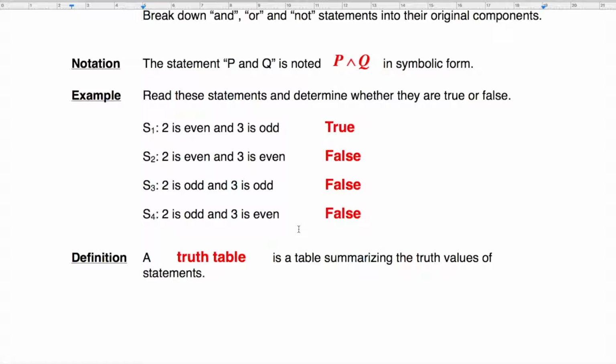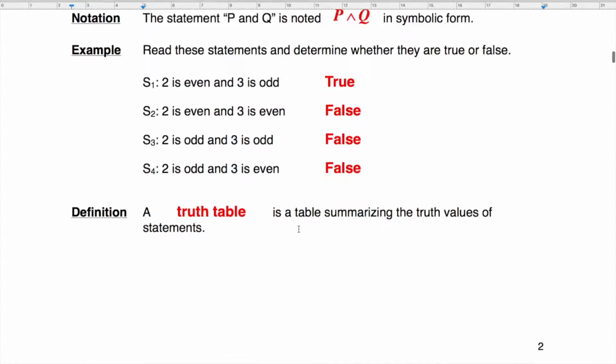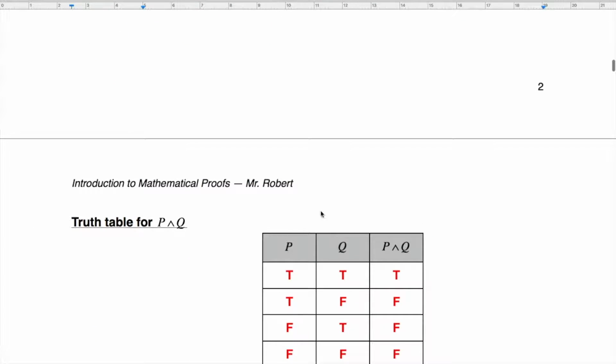A truth table is a table summarizing the truth values of statements. Here's the truth table for P and Q. So if the first elemental statement is true and the second one is true, then the whole statement is true. 2 is even, 3 is odd, so 2 is even and 3 is odd is true. 2 is even, that's true. 3 is even, that's false. Therefore, 2 is even and 3 is even is false, etc.